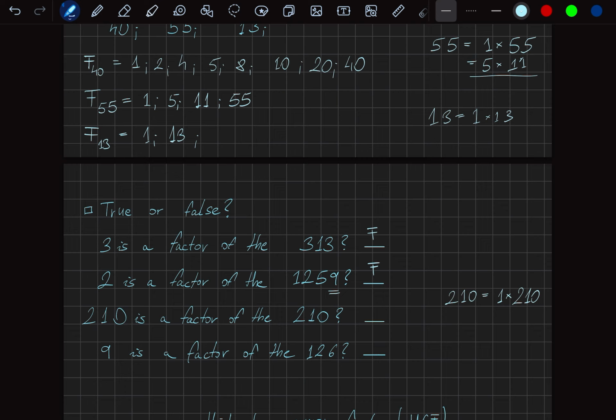9 is a factor of 126. I again will just add the digits: 1 plus 2 plus 6. It's 9. I can divide 9 by 9, so it will be true, because 9 is a factor of 126.